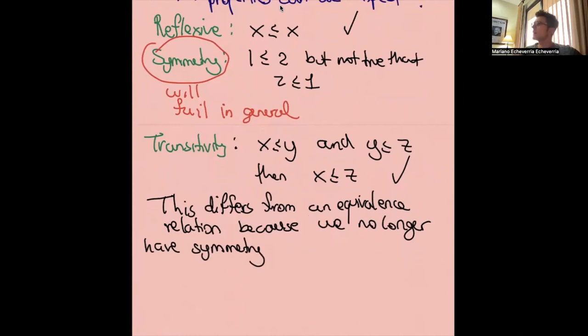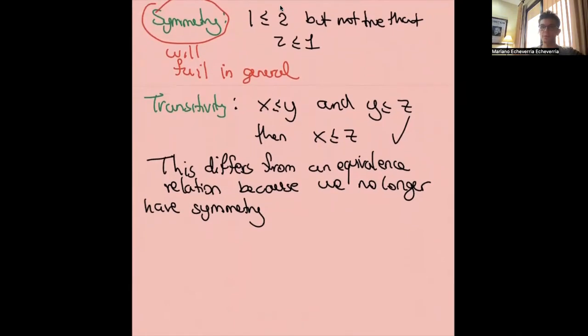In fact, instead of asking for symmetry, we ask for something called anti-symmetry. Because an equivalence relation had three properties, here we're trying to find something with three properties. Reflexivity we have, transitivity we have, and now we're trying to replace symmetry with something else, and that something else is called anti-symmetric.